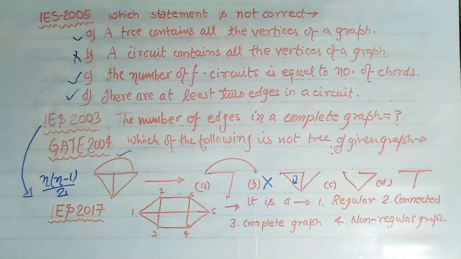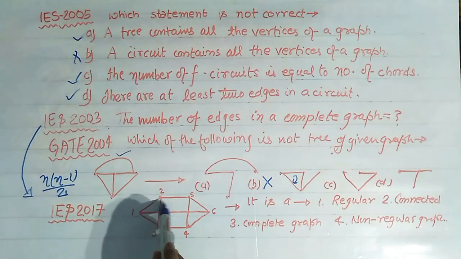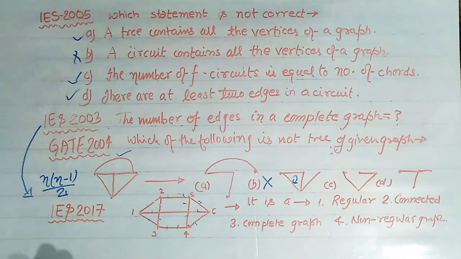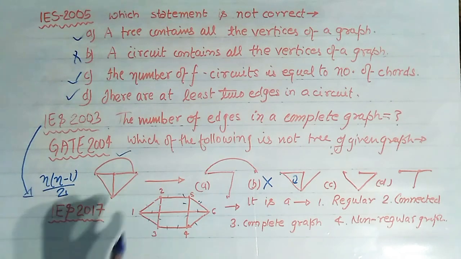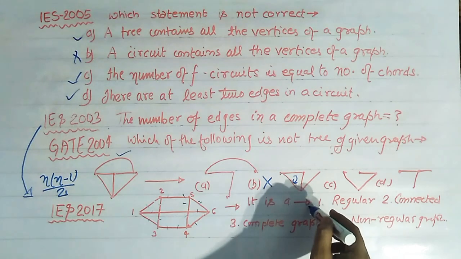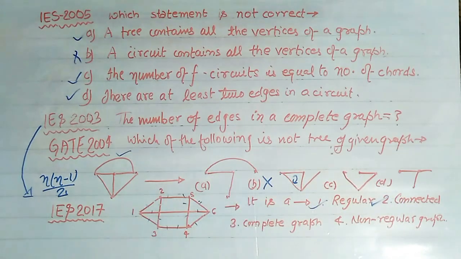Why? Because a regular graph is a graph in which each vertex has the same number of neighbors, and here each vertex has 3 neighbors. Here it has 3, here it has 3, here it has 3, here it has 3. So each vertex has 3 neighbors. That's why it is a regular graph. Now what is a connected graph? A graph is connected when there is a path between every pair of vertices. So it is a connected graph. So here 1 and 2 are associated with this graph.